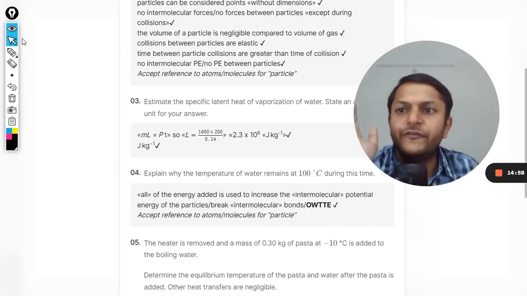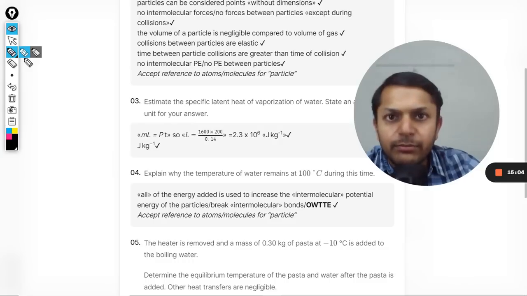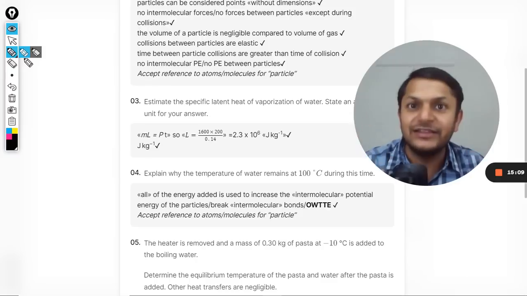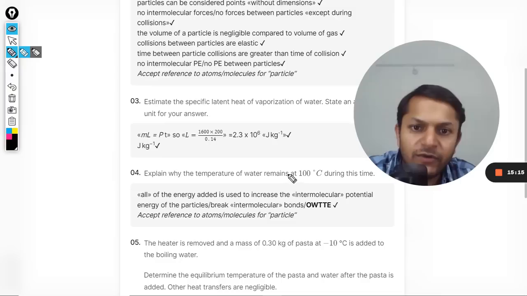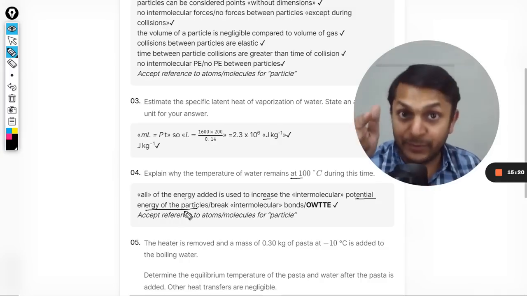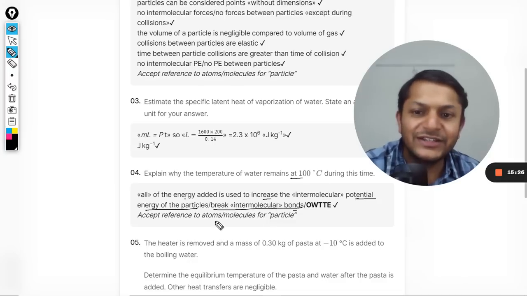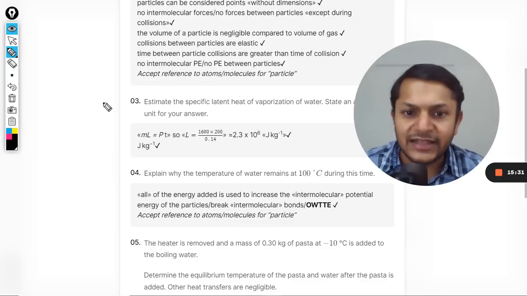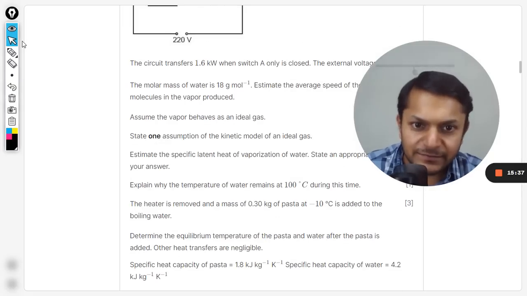Okay, it is always good to read the statements given by them, and if you get a similar question in your examination, it is always advisable to take their statements and write them. So do not try to rephrase the statements by yourself. Explain why the temperature remains this: the energy added is to increase the intermolecular potential energy of the particles, or break the bonds. I told you both of the reasons. So accordingly, you can write it, and that is it. Let us now go for the next question, which is question number five.